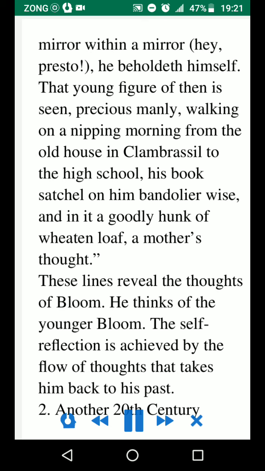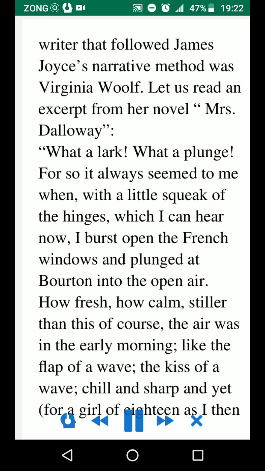These lines reveal the thoughts of Bloom. He thinks of the younger Bloom. The flow of thoughts takes him back to his past. 2. Another 20th century writer who followed James Joyce's narrative method was Virginia Woolf. Let us read an excerpt from her novel Mrs. Dalloway.